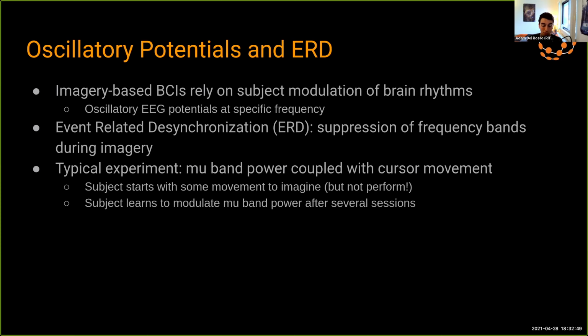And so some of the earliest experiments with this is cursor control. And this is focused on the mu band, which is 8 to 13 hertz. So somewhere around there is where you're going to see your most important information when you're talking about motor imagery, event-related desynchronization. So really, when you're doing this, you're imagining the movement, but you're not performing it.